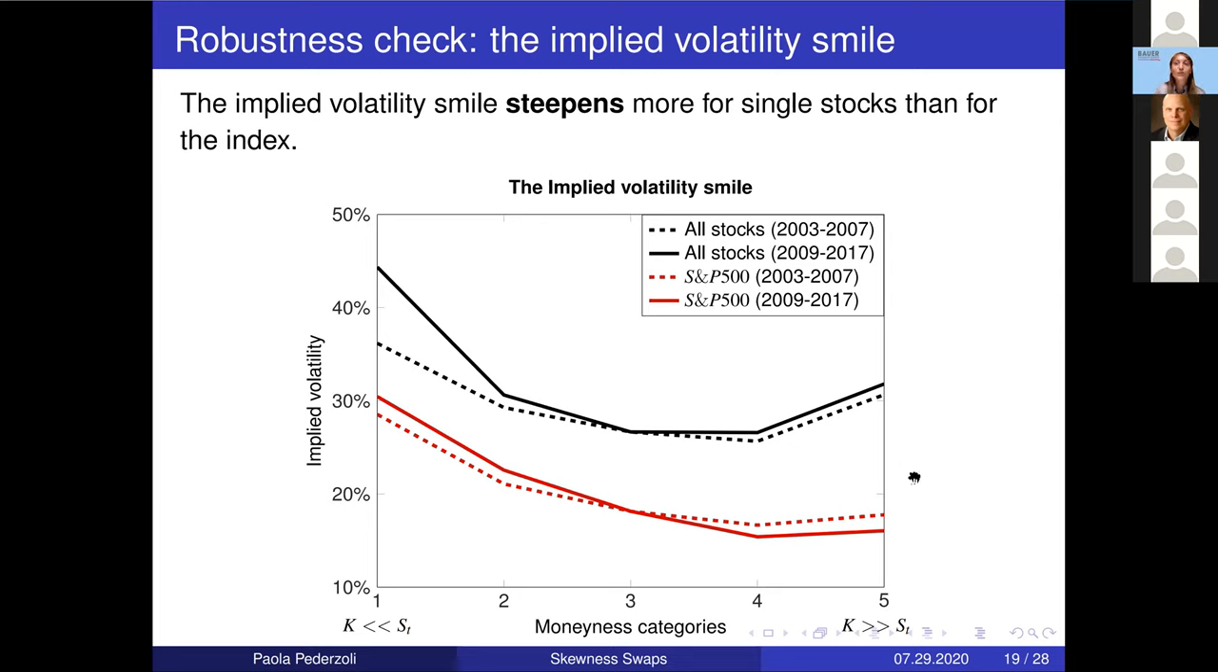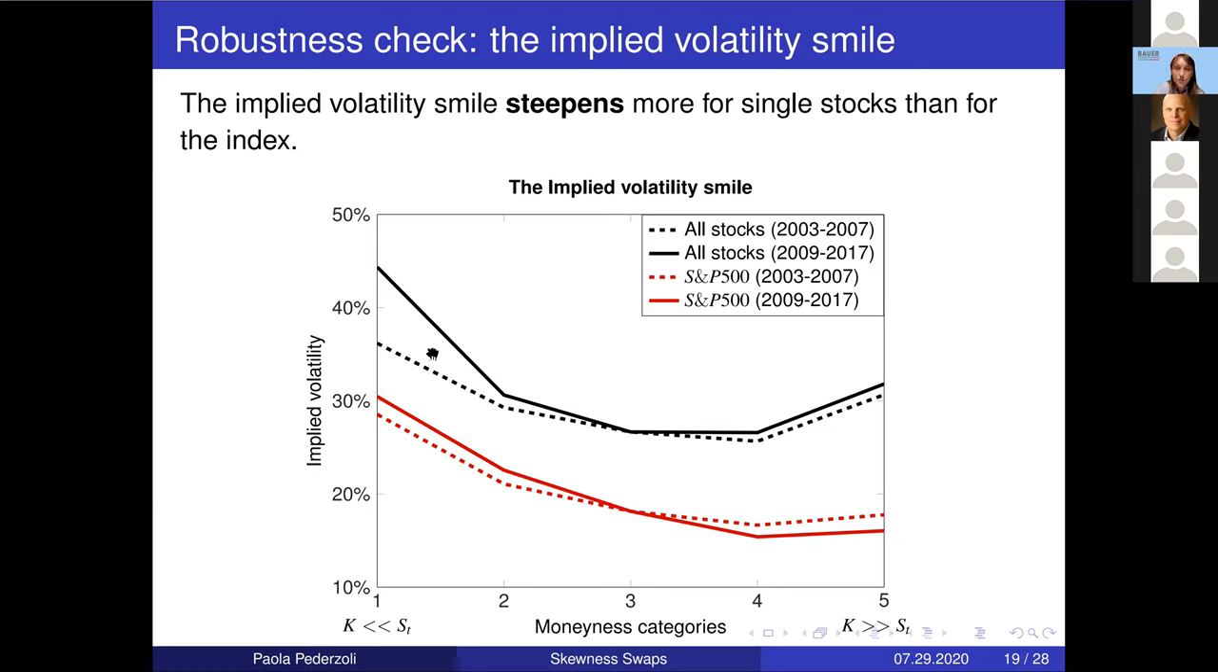I also did a completely model-free exercise, which is this picture that I like a lot, because here I'm not computing any skewness. Here I'm simply plotting the implied volatility smile for individual stocks, the black line, and for the market, before and after the financial crisis. And basically we can visually see that the skewness, so the options in the moneyness category one are the out of the money put options. So here we can visually see that the skewness for individual stocks, the risk neutral one, becomes more negative after the financial crisis than for the market.